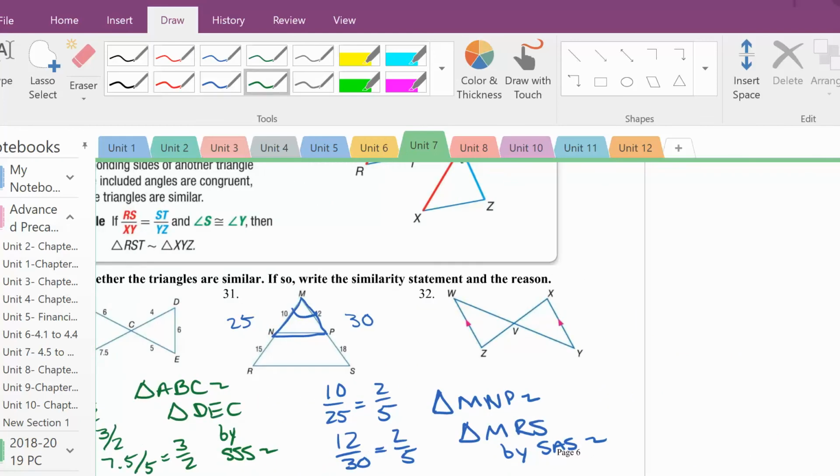And then here in the last one, you have parallel lines again, so you have alternate interior angles. So you have triangle ZWV is similar to triangle XYV, and that's by angle-angle similarity.